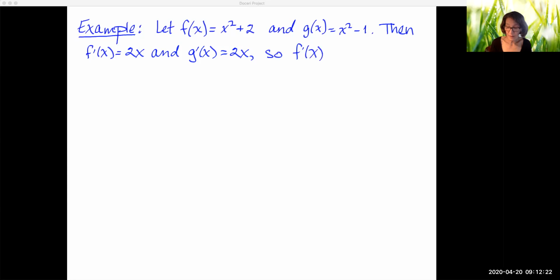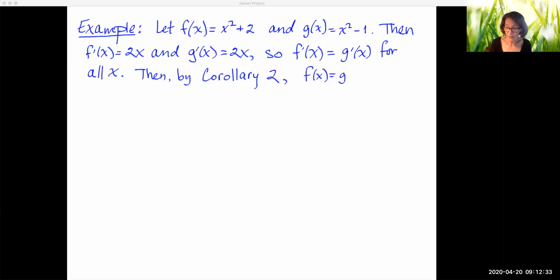So by that corollary, f of x has to be equal to g of x plus some constant k, because they both have derivative 2x. So the first one is just the second one plus some number.